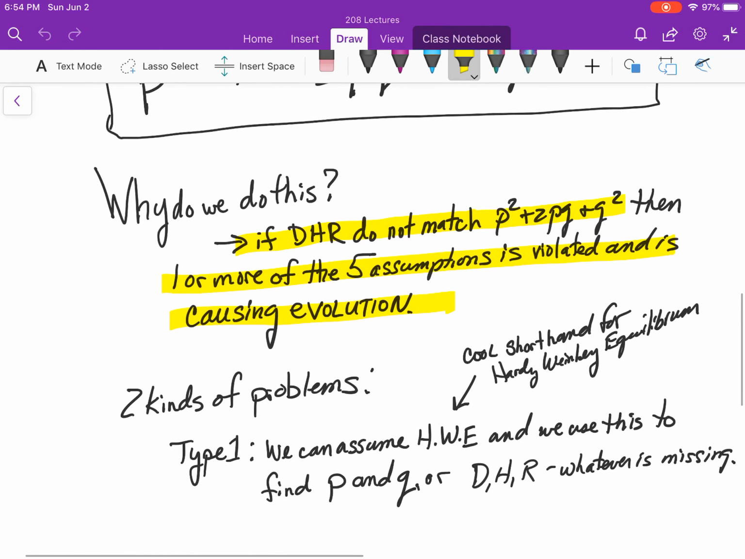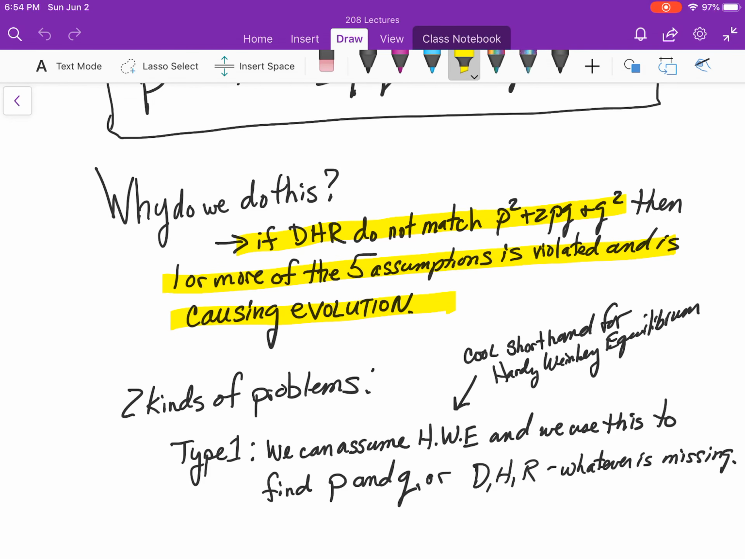So we can identify if evolution is occurring if, given the frequencies of big A and little a, our organisms are not in p squared, 2pq, plus q squared proportions.